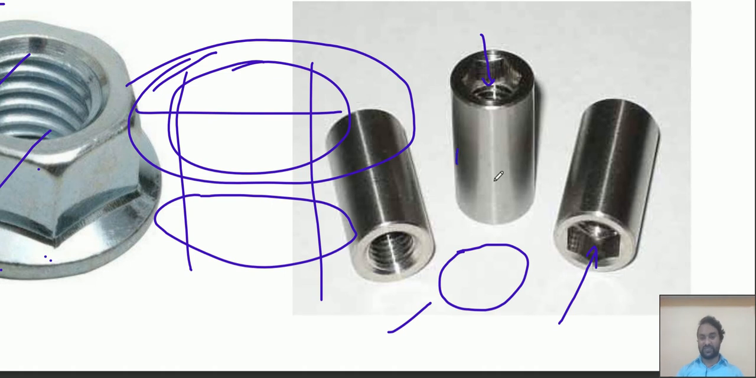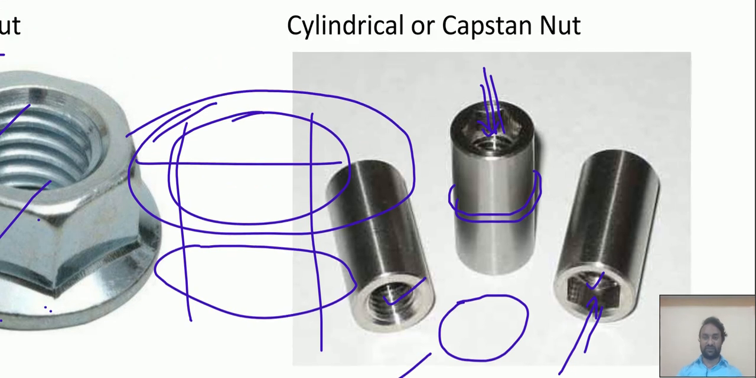Due to the cylinder shape, it can fit in smaller spaces, and we can open it and lock it from this side. So one side is internal, and one side has this shape. Okay, I hope it is clear. We will see it in an example. So it is also a cylinder or caster nut.